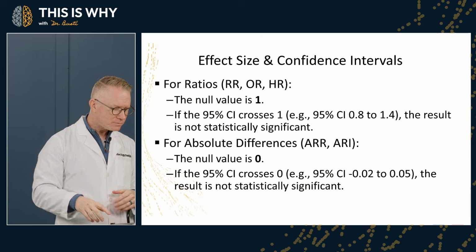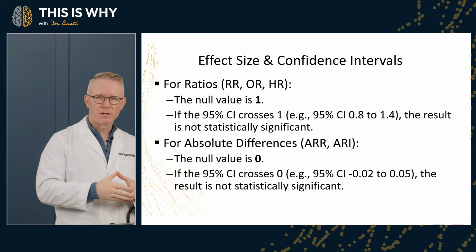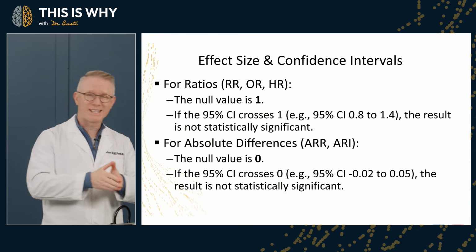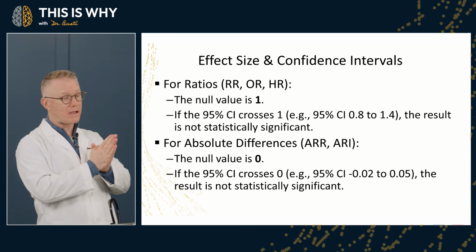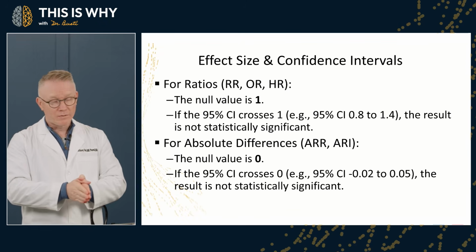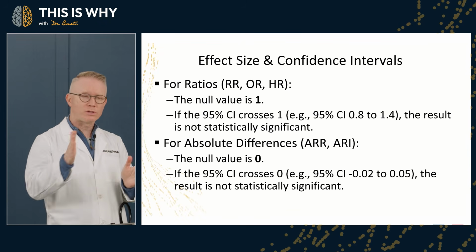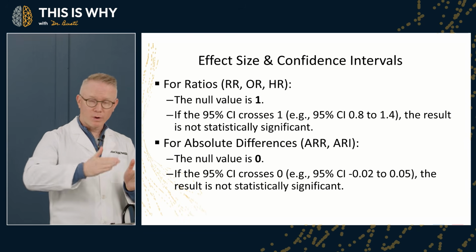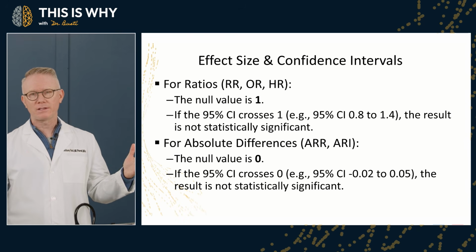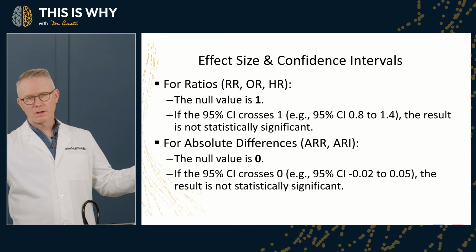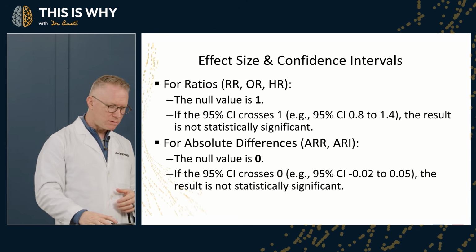Okay. What about your absolute differences, your absolute risk reduction, or your absolute risk increase? Remember, the null value then is 0. So if the 95% confidence interval crosses through and includes 0.0, so it goes from a negative to a positive, right? Then it cannot have statistical significance.